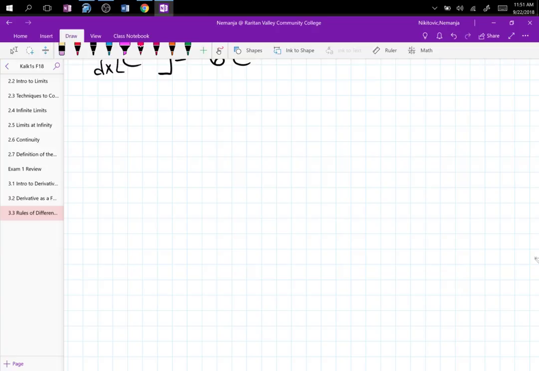So, let's first do this example. The derivative with respect to x of 10 over e to the 6x. Well, how would you do this problem?